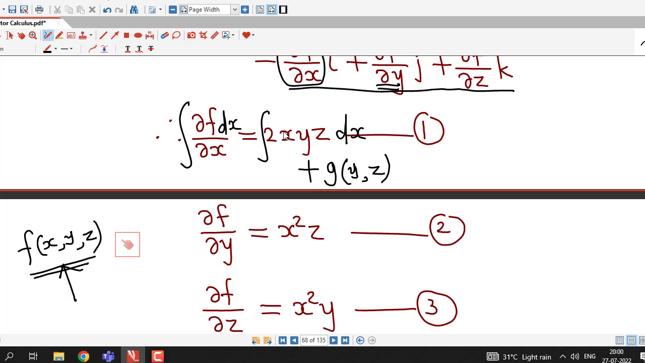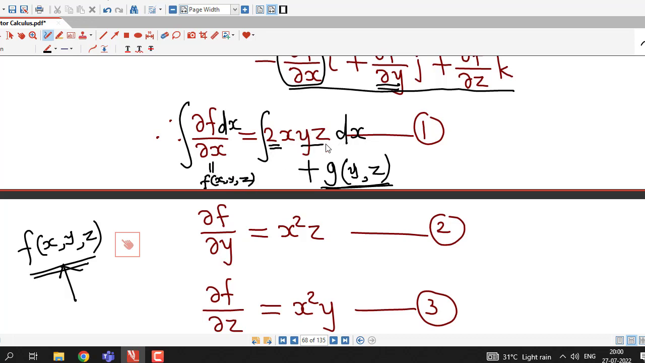because while integrating with respect to x, we treat y and z as constants. So the terms which will contain y or z or both will be considered as constants. Therefore constant of integration will be written as some function of y and z. Now this integral will be our function f of x, y, z. Here integral is with respect to x.